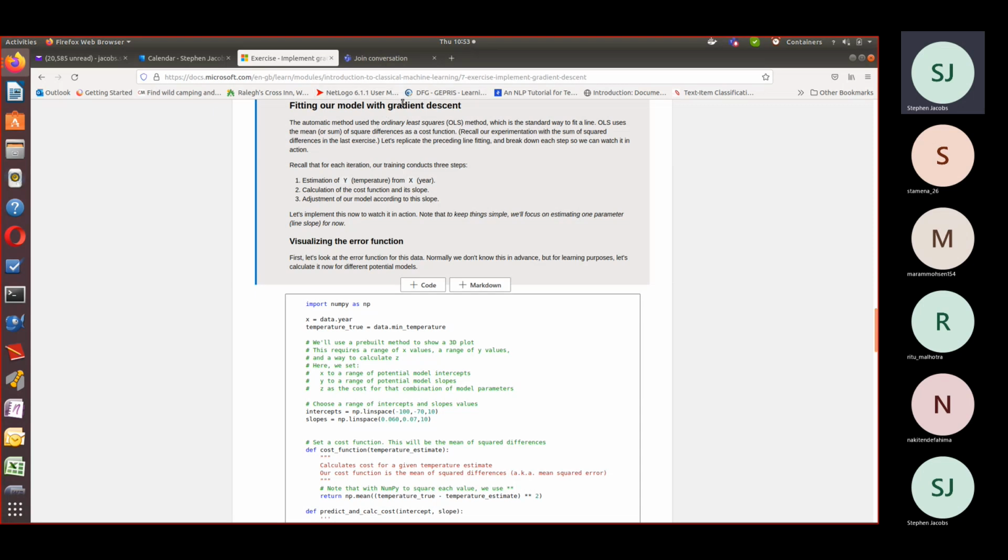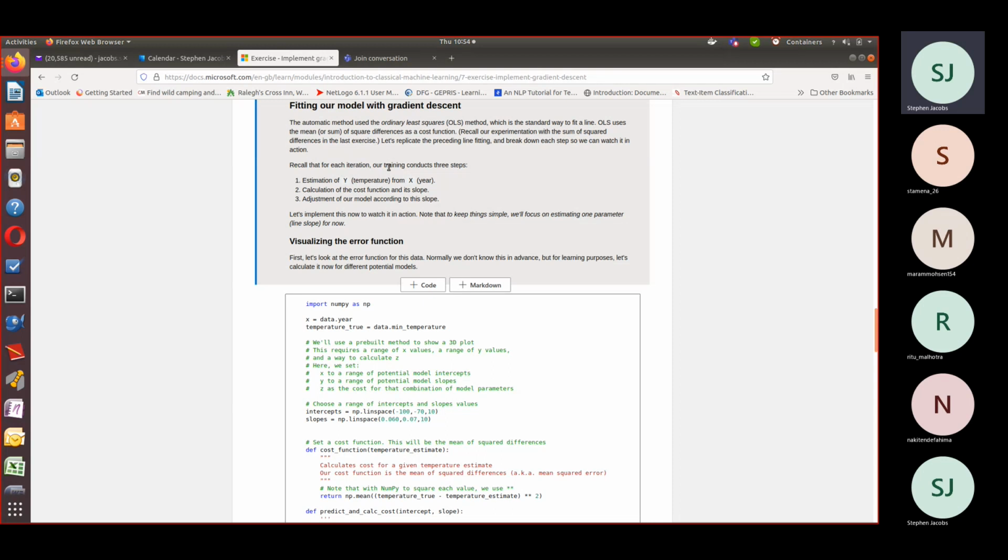So we're going to fit our model using gradient descent. We're going to use ordinary least squares, the standard way to fit a line. It uses the mean of the sum of the squares of the differences, which kind of makes sense because the sum of the square distances is our cost function, from our experimentation with the sum of the square differences in the last exercise. So we're going to replicate the preceding line fitting and break down each step so we can watch it in action.